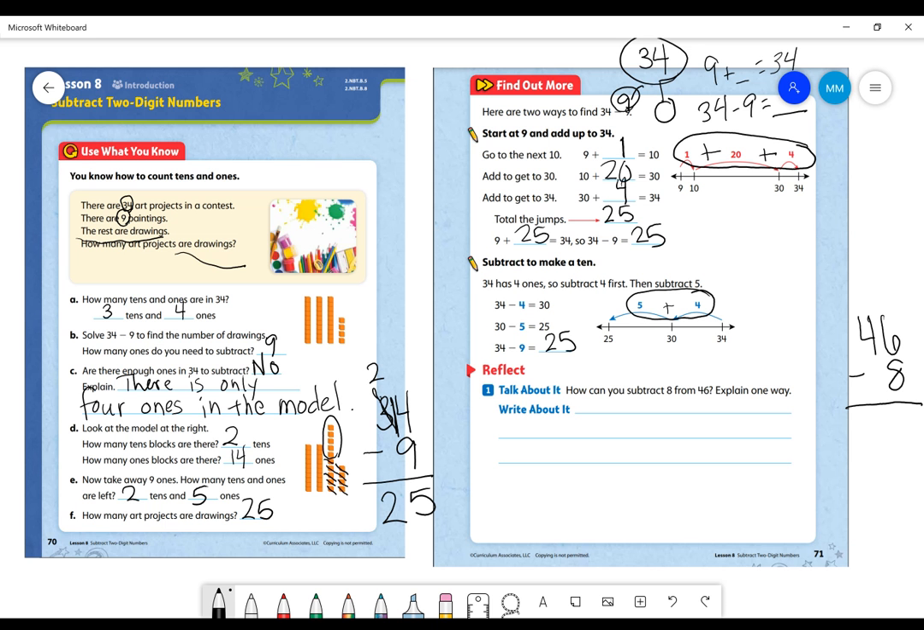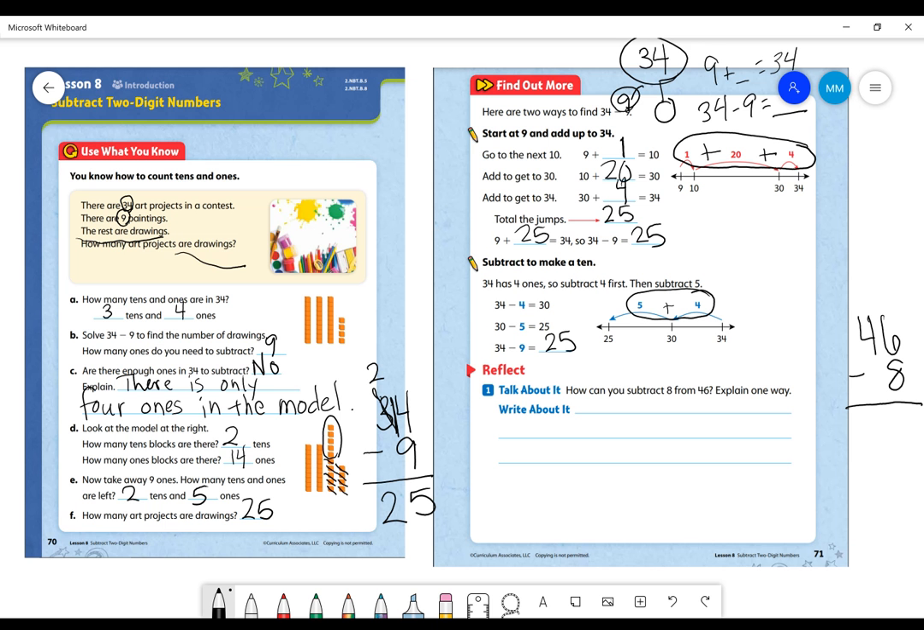I am going to draw 46 down here. Remember, this is the strategy that works best for Miss Mason. Maybe drawing an open number line works best for you. So while we're doing this together, use the strategy that works best for you. So I'm going to draw 46.